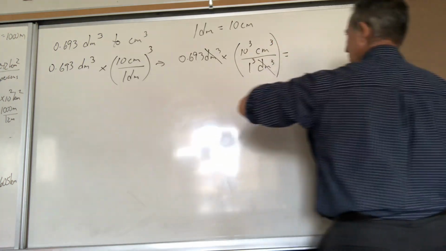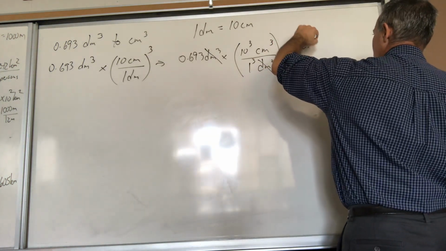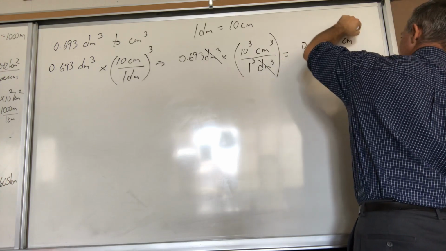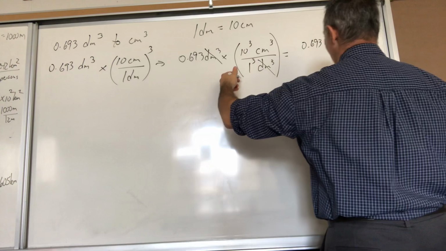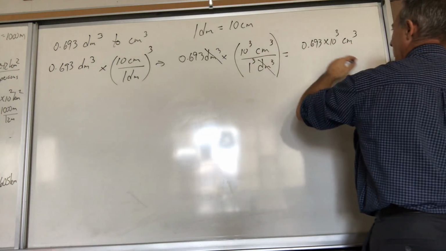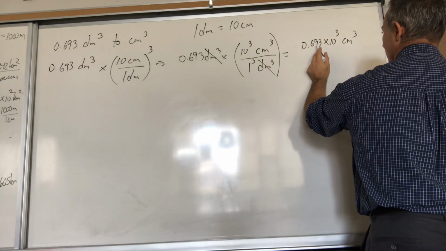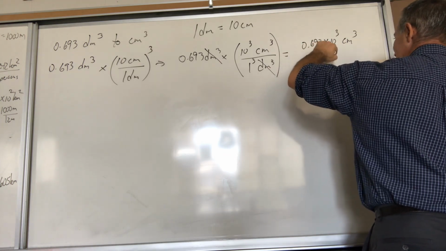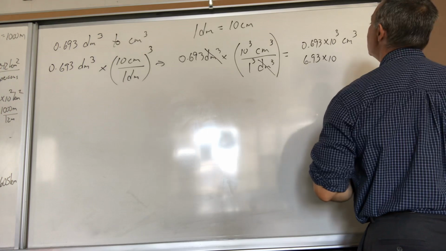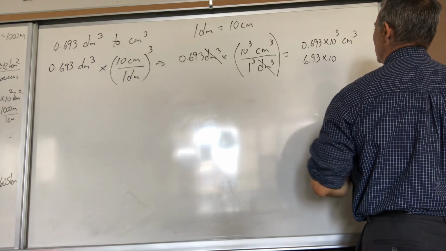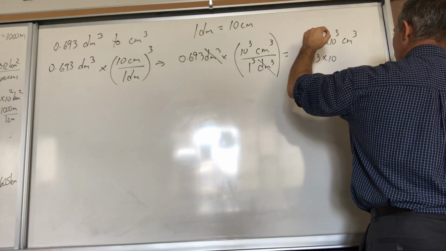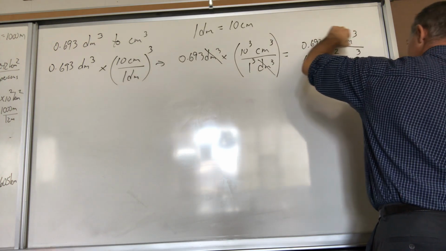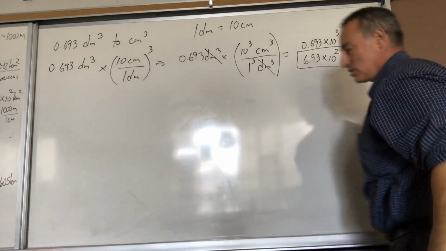So your answer is going to be 0.693 times 10 to the power of 3 centimeters cubed. The 1 is still 1, so it doesn't change the value of anything. And then to convert it to the proper form, we're going to move one number before the decimal and the rest after, so it'll be 6.93 times 10 to the power of... I made that one 10 times bigger, so I'm going to make that one 10 times smaller, so that goes down to 10 to the power of 2 centimeters cubed, and there's your final answer in scientific notation.